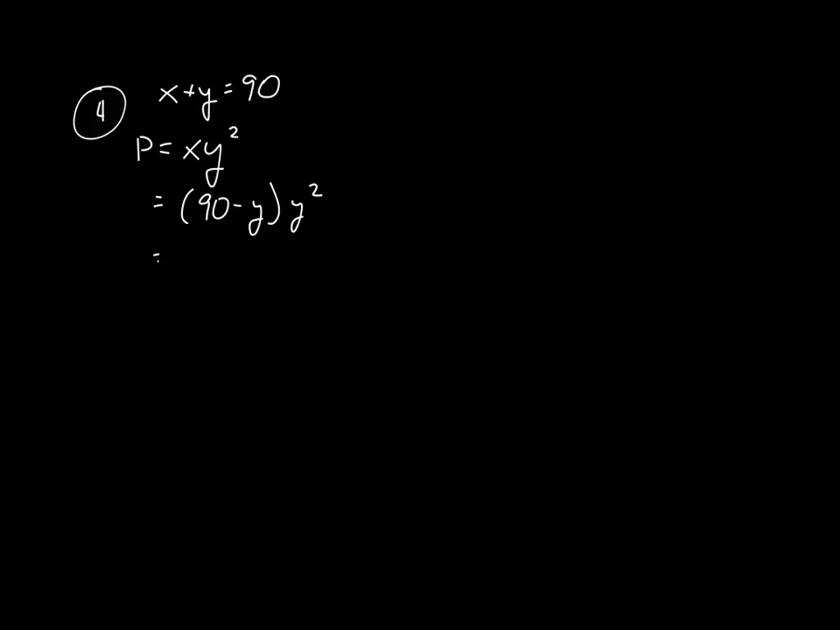Okay, last question, number 4. We're told that the sum of two positive integers is 90. So that's got to be our secondary equation. And then we've got the product of one integer and the square of another is a maximum. So this is our primary equation. I'm going to call it P for product or primary. And we need that in one variable. So let's use the secondary equation and rewrite this. I'm going to say that this is (90 minus y) times y squared.